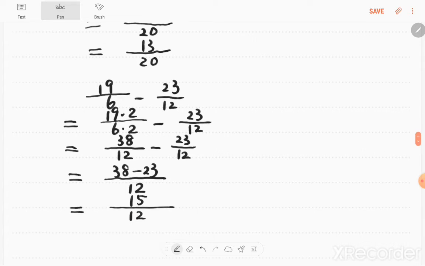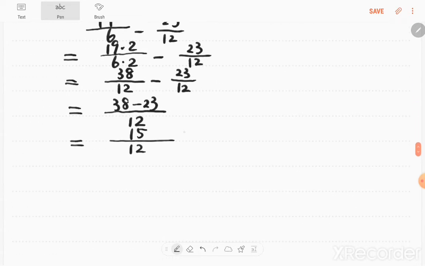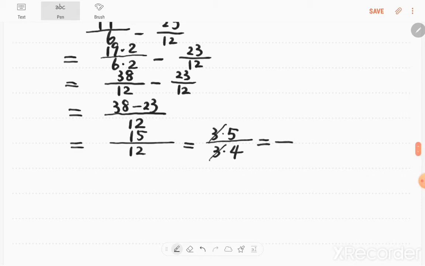So we will get 15 over 12, but please be careful here. 15 and 12, they have common factor. So we can write like this. So we need to simplify our answer. We will get 5 over 4 is our final answer. So this is for objective E.